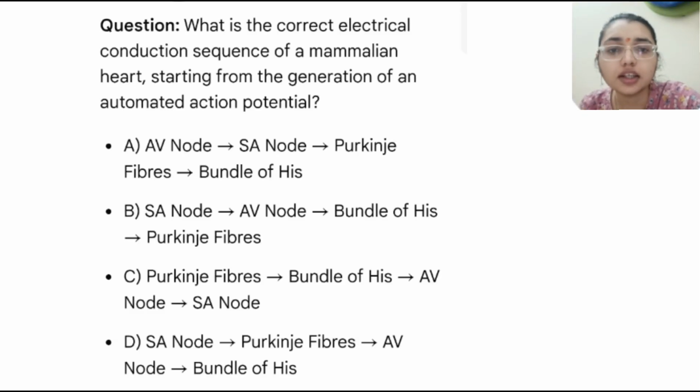Here we have to tell the correct electrical conducting sequence of mammalian heart starting from the generation of an auto-emitted action potential, that is from SA node to AV node, then bundle of His and then Purkinje fiber.